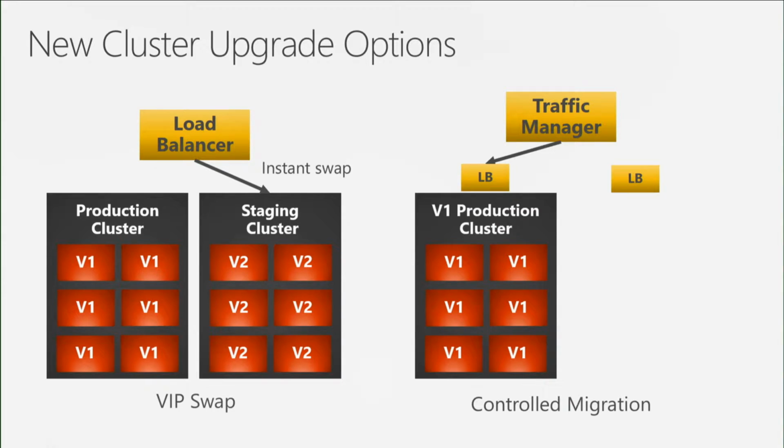Or if you notice problems, then you can do a VIP swap right back to the production cluster, and then you can bring down the staging cluster or bring up version 2.1 or something if you have some bug fix in there. And then the 4th way is kind of similar.